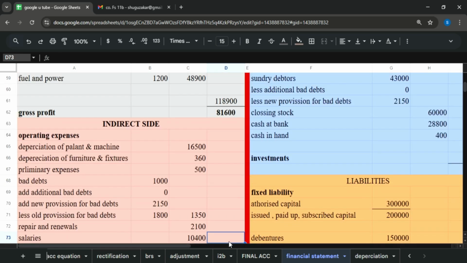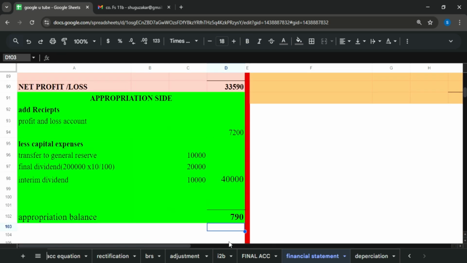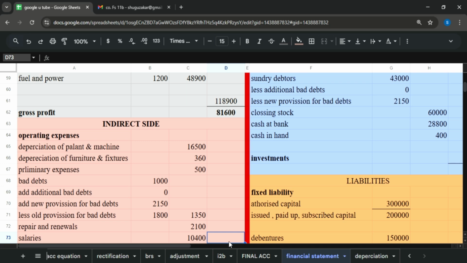Let's get back and see the answer present in the book. Okay, now you can see at the right side, surplus to balance sheet 790, and our answer, look at here, appropriation balance is 790. So guys, after that we'll go to the liability side, and here add appropriation balance, and that is 790. We have just calculated. Now you can take the total amount of capital by adding net profit.